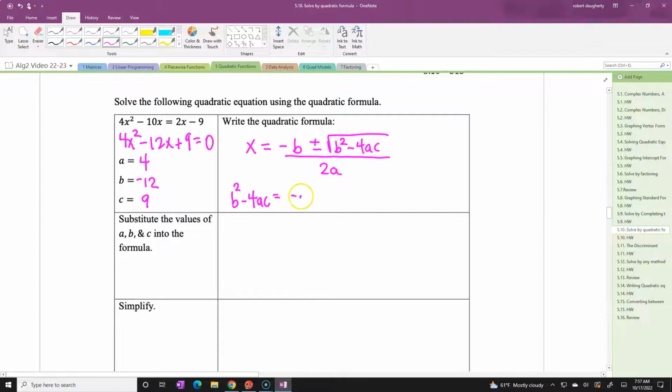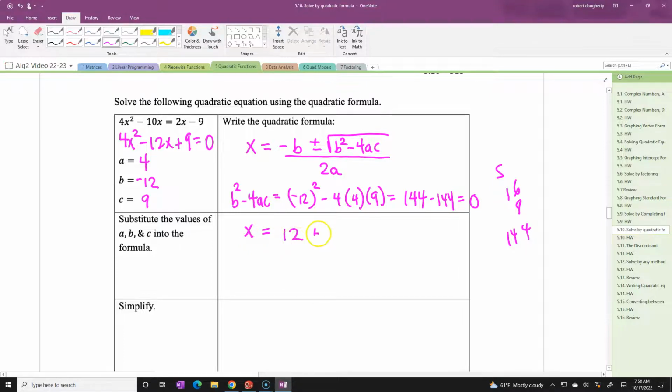So let's figure out, what is b squared minus 4ac? In this problem, that's negative 12 squared minus 4 times 4 times 9. That's 144, and then 9 times 16. 9 times 6 is 54, so 9 plus 5, that's 144. This is 0, okay? So b squared minus 4ac is 0.